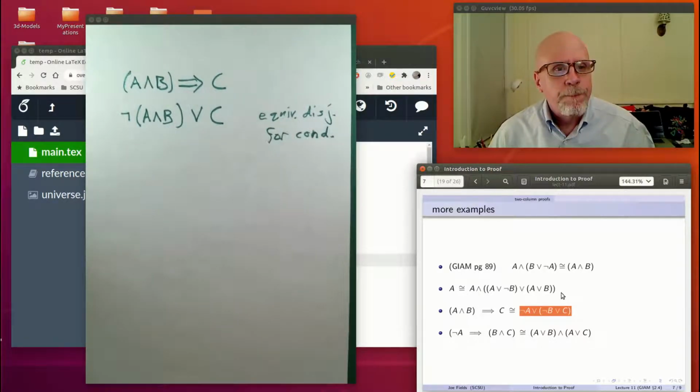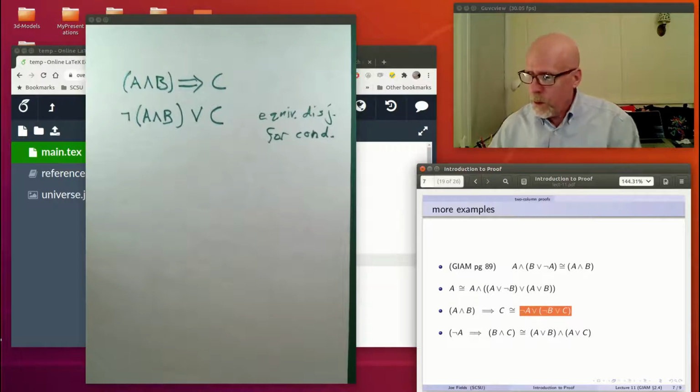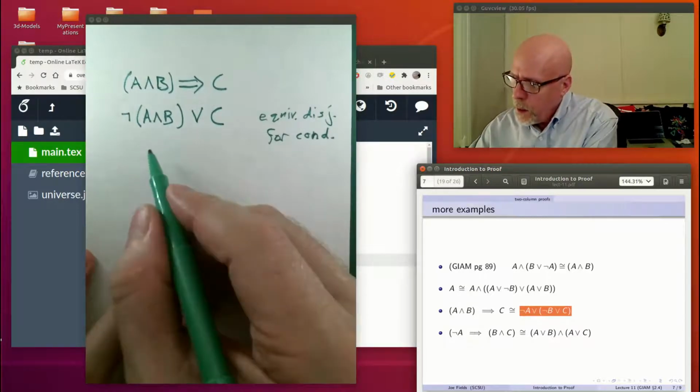Okay. Then what? Look where we want to be: not A or not B or C. Look where we are: not (A and B). Oh, but you know what? That almost looks like it's begging for us to apply De Morgan's law, doesn't it? You have the not outside of some pair of things hooked together with one of these ands or ors. Yeah, so let's try that.